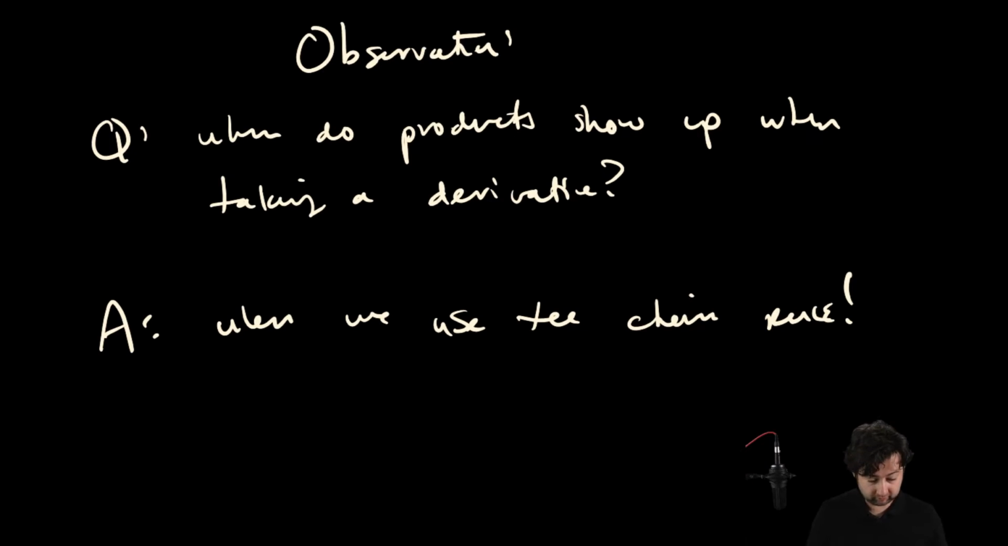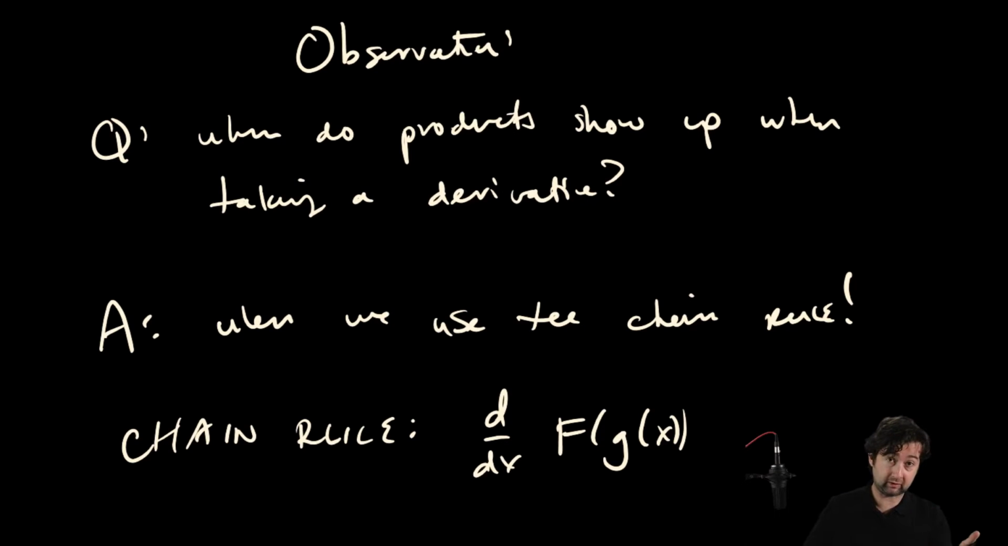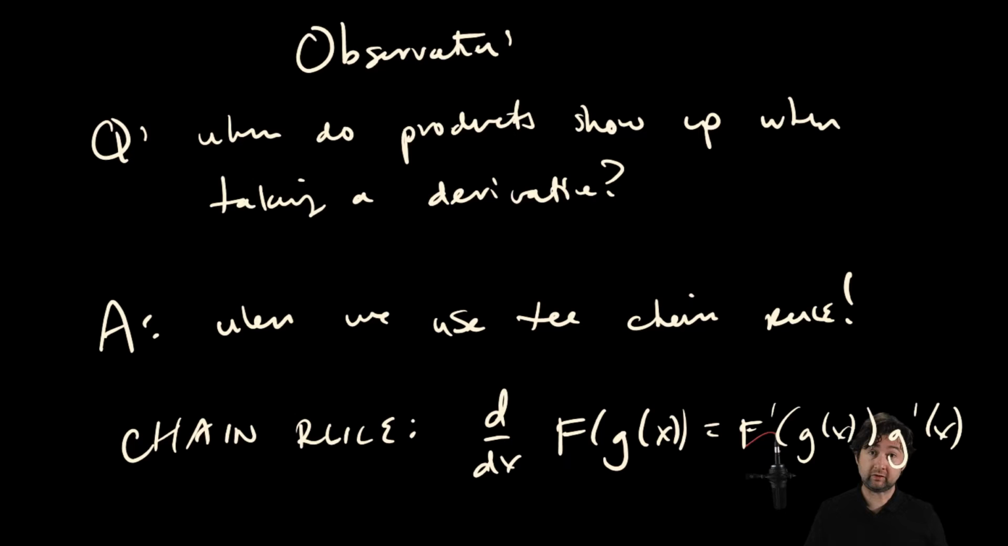Remember that if you have a derivative of a function that's a composition of functions, the chain rule says that if you have a derivative applied to a function with another function inside of it, f composed with g, then you compute that by taking the derivative of the outside function and then multiplying by the derivative of the inside function. So this is a very easy way that products show up in derivatives.